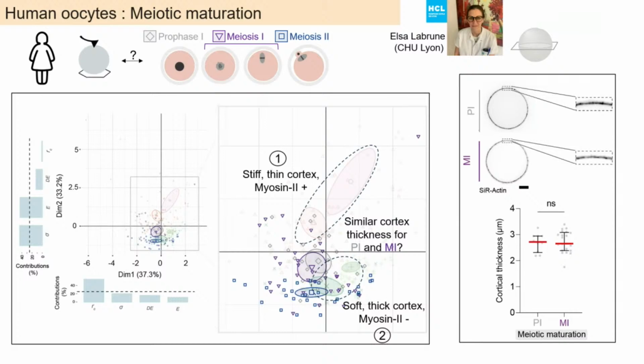and we found that between these two stages, there is no difference in cortical thickness. So in a way, it showed that there is also this link between the mechanics and the cortical organization in human. But the regulatory mechanisms appear to be different, especially for the two first stages of meiotic division in human.